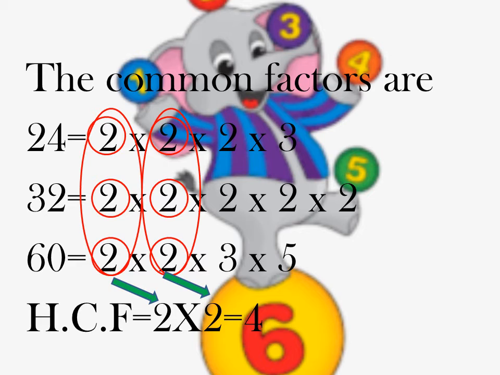Now suppose in case 3 was there in one of the numbers. So what we would have taken is 2 times 2, and then the 3 that was there, we would have taken that.